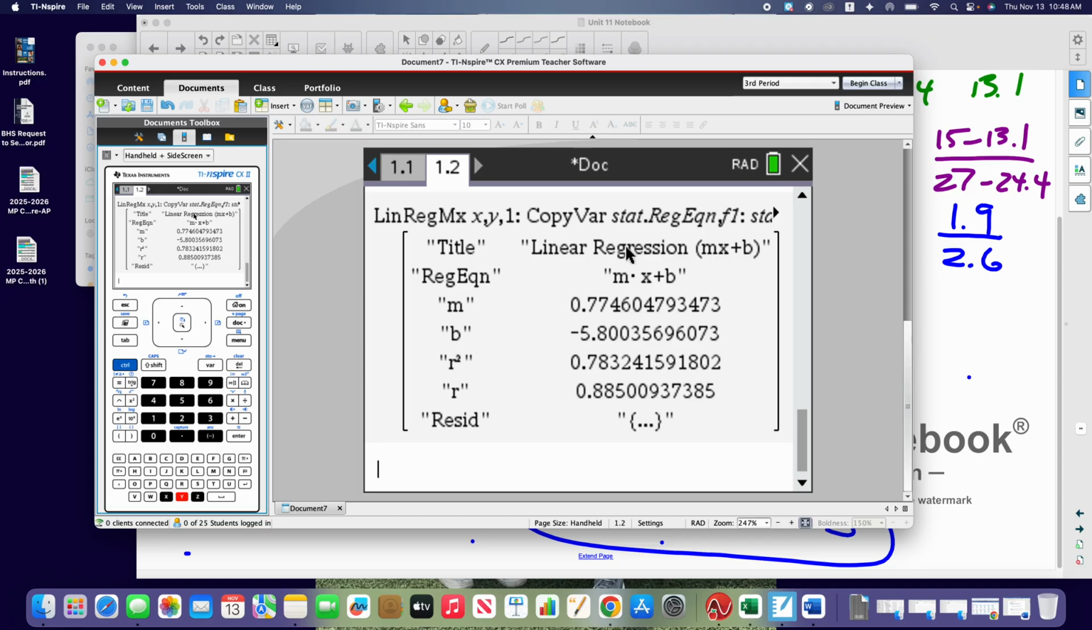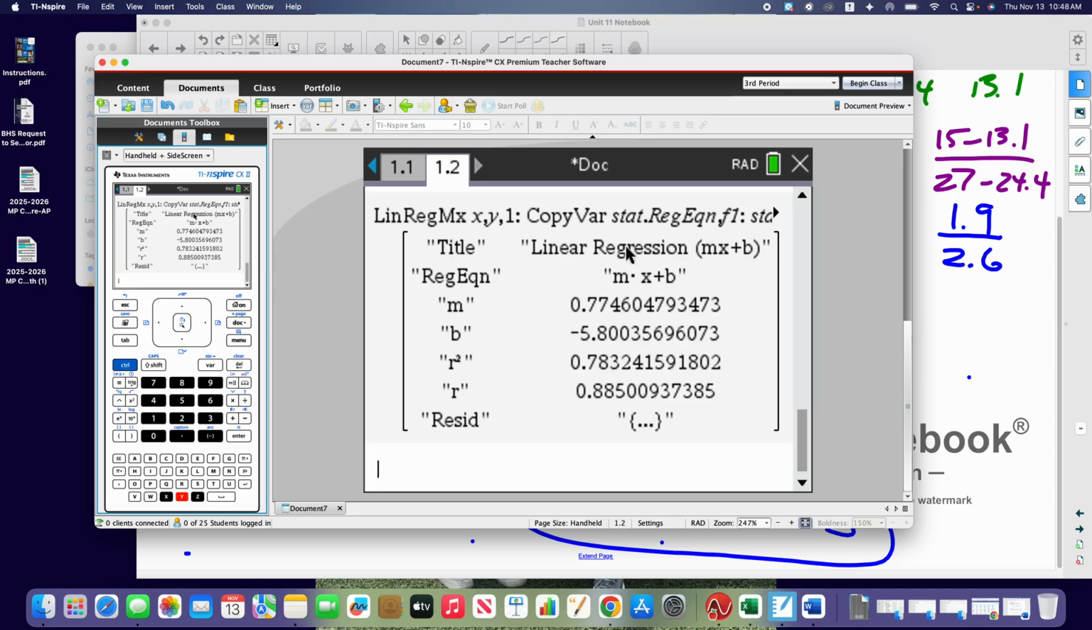But what do you notice about the slope? Pretty close, right? We said 0.731, this is 0.774. That's pretty close. We said negative 4.73, this is negative 5.8. It's a little bit off. It's off by a point, but it's not bad. So we're in pretty good shape.